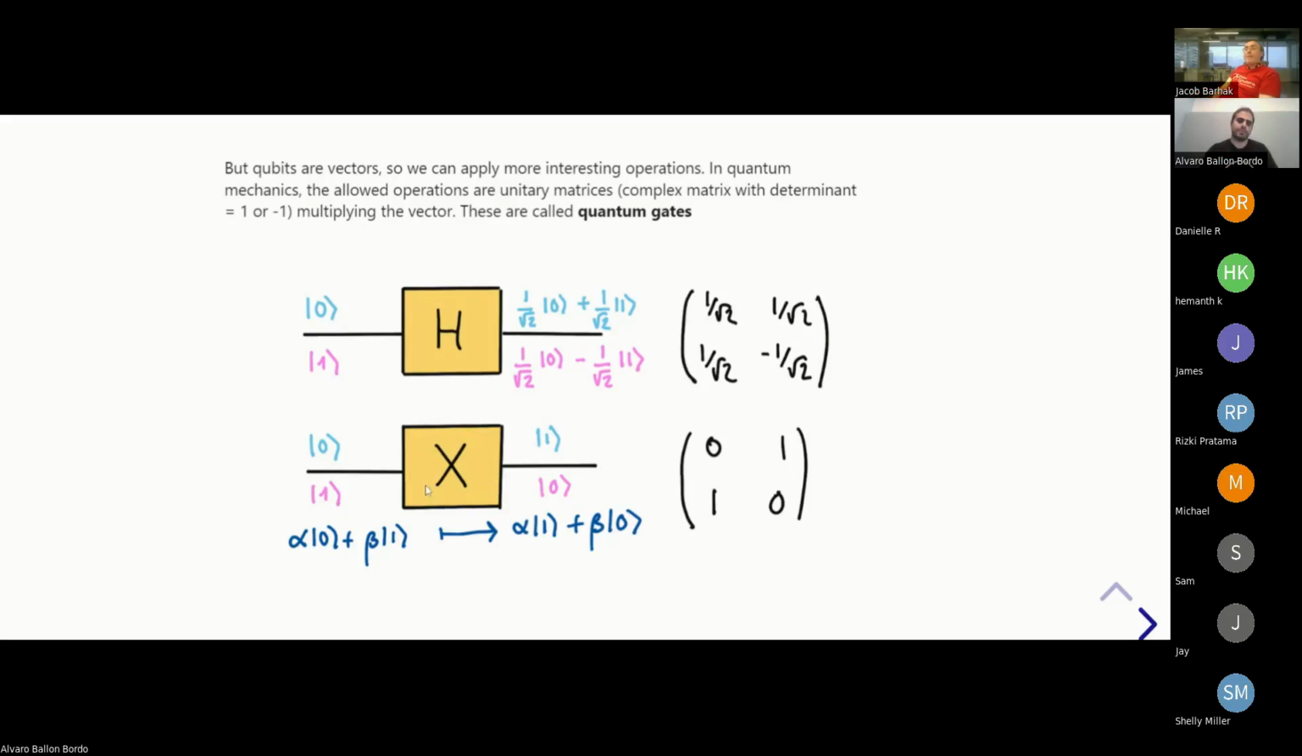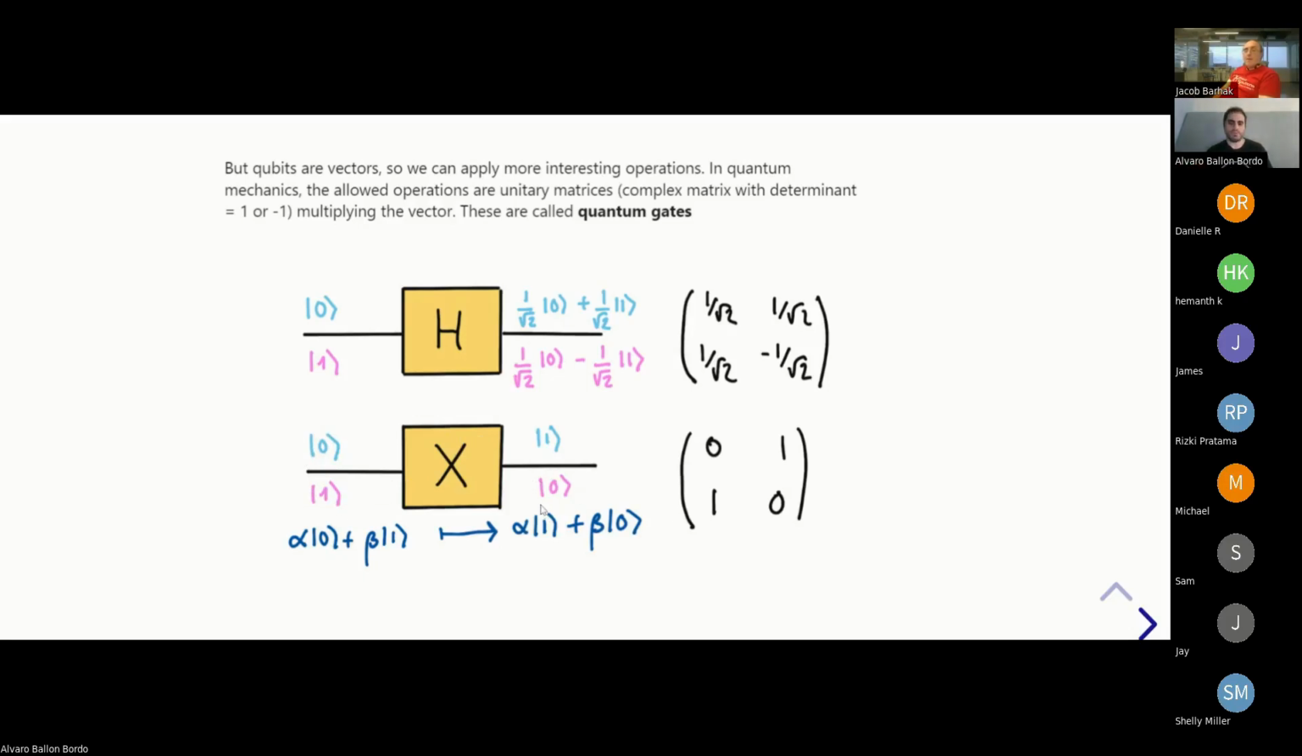This X, for example, is what would be the equivalent. This is called a Pauli-X gate. And this is what would be equivalent to our previous NOT gate. The NOT gate basically just reversed 0 to 1 and 1 to 0. So this does the same. This takes a 0, it takes it to 1, and the 1, it takes it to 0.